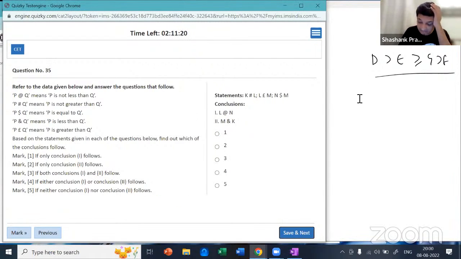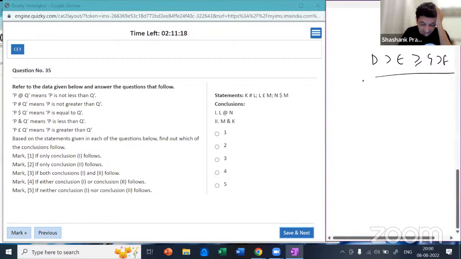Okay, I'm slightly rusty. K hash L is K is not greater than L. So L is greater than or equal to K.